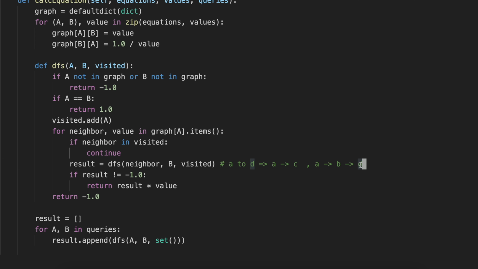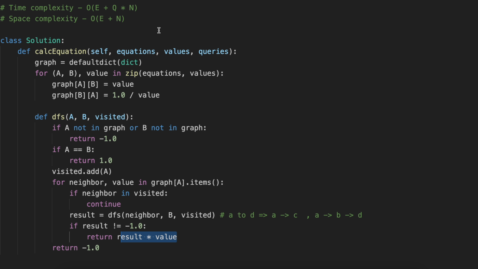In this case, D doesn't have any neighbors, but D equals our result. D equals D, which is 1, so we are returning a positive 1 here, which means that here we are multiplying 1 by 2, because B to D is 2, and also we are multiplying A to B, which is also 2, and as a result, for the conversion of A to D, we are returning 4. So what's the time and space complexity of this solution?